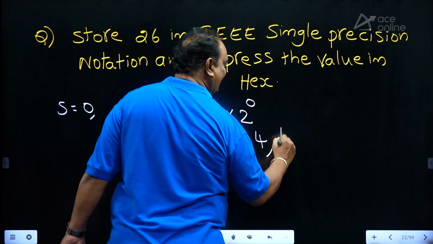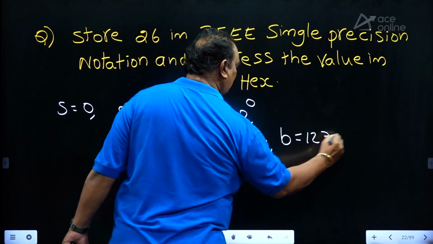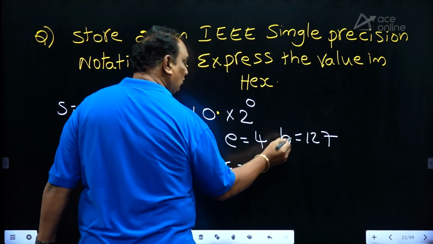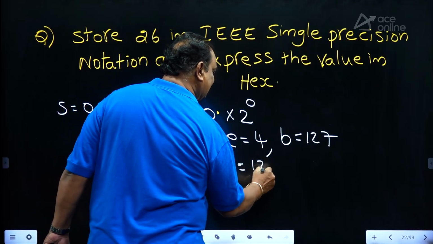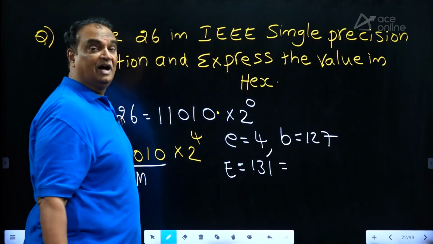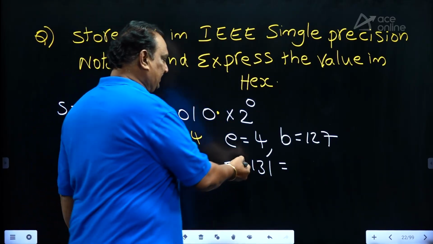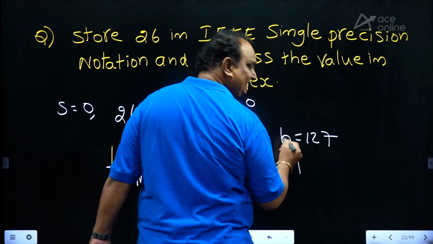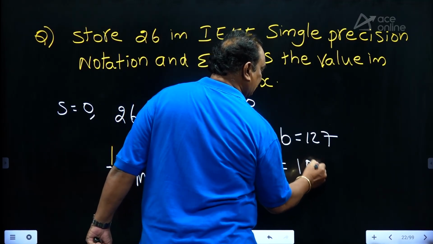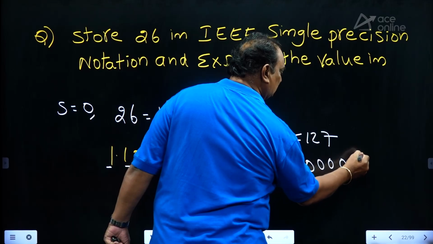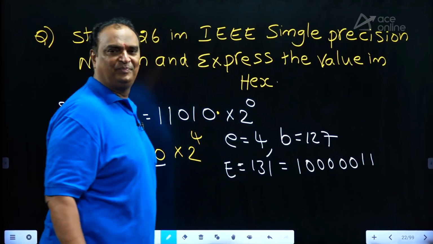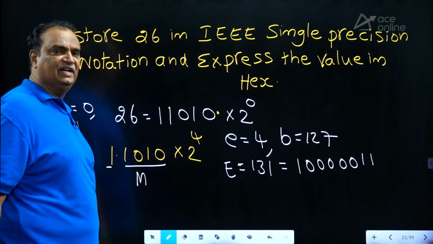Already we know the biasing value is 127. So what about capital E here? 127 plus 4 is 131. Is it signed or unsigned? Unsigned. So what about the binary value here? 131 means 128, 64, 32, 16, 8, 4, 2, 1. Okay, size of E field is 8 bits.